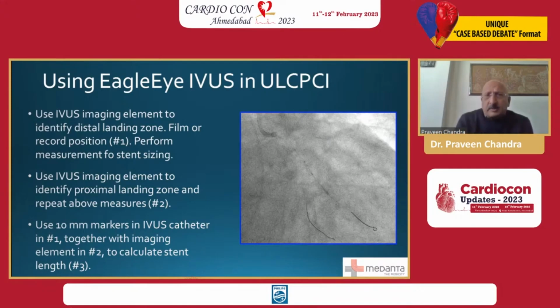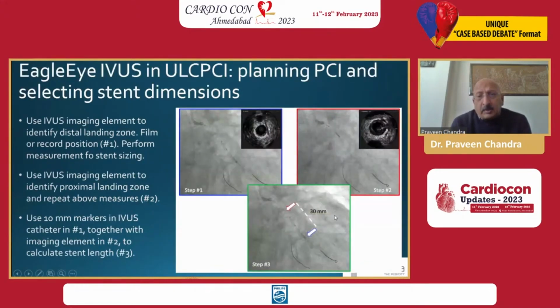Record positions of the various balloons, or also record the position of the IVUS catheter, because it has markers. As you can see here, there is a marker 1, 2, 3, and 4. So these are 10 millimeter distance markers which can tell us how long the stent has to be, or how long the dilatation has to happen, and then comparing it with the IVUS images makes the decision very simple. So it's just kind of training yourself to do that.